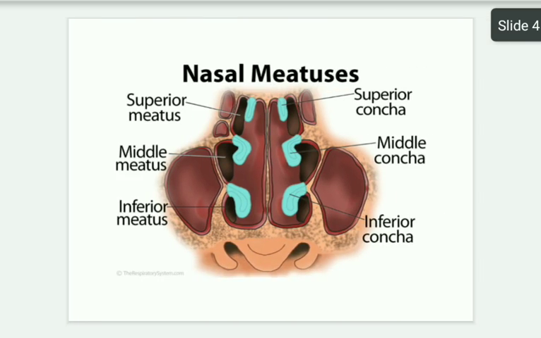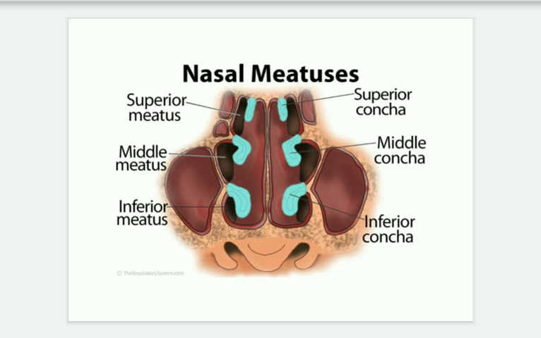Next, the nasal meatus. As I said, the conchae are separated by meatus. There are three meatus: superior, middle, and inferior meatus. Above the superior meatus there is the suprameatus. The superior concha lies between the suprameatus and the superior meatus. The superior concha is a part of the ethmoid bone.